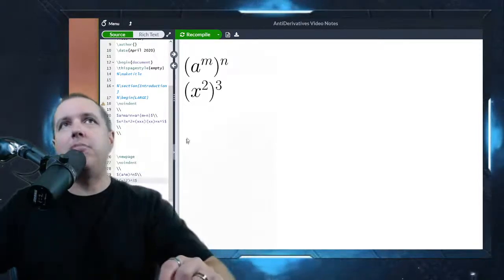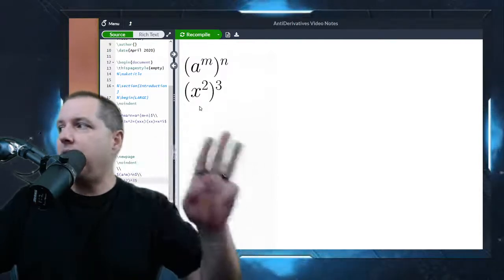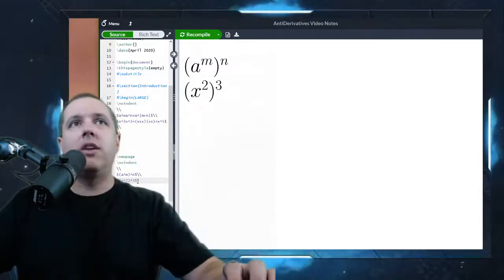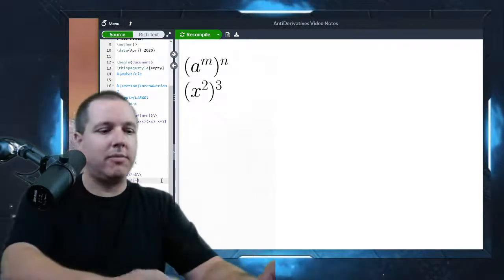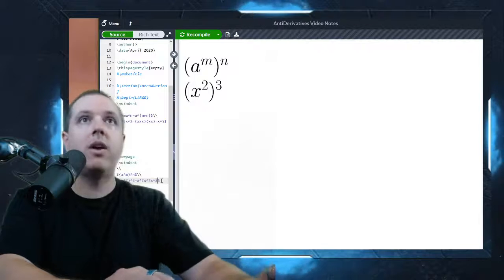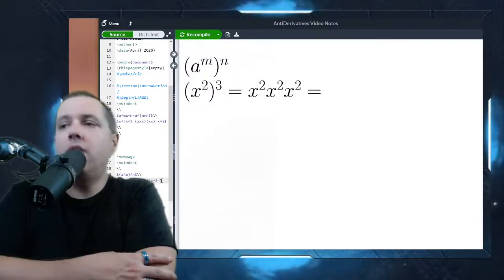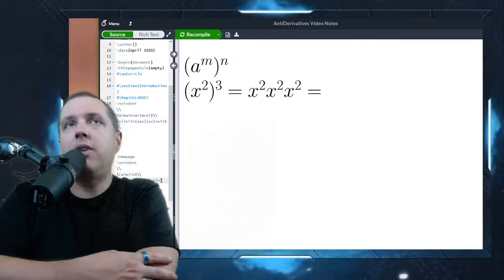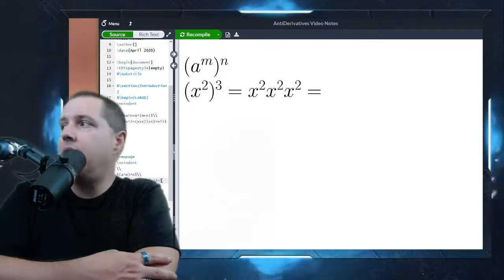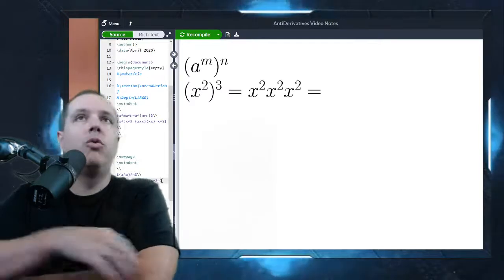Well, think about the outside part. The cube part means take whatever's in the parentheses and multiply that 3 times. Okay, well, why don't I do that? So this becomes x squared, x squared, x squared. Right? Oh, okay. So that's what x squared cubed means, is I'm multiplying x squared times x squared times x squared. Okay. Well, what do I do here?